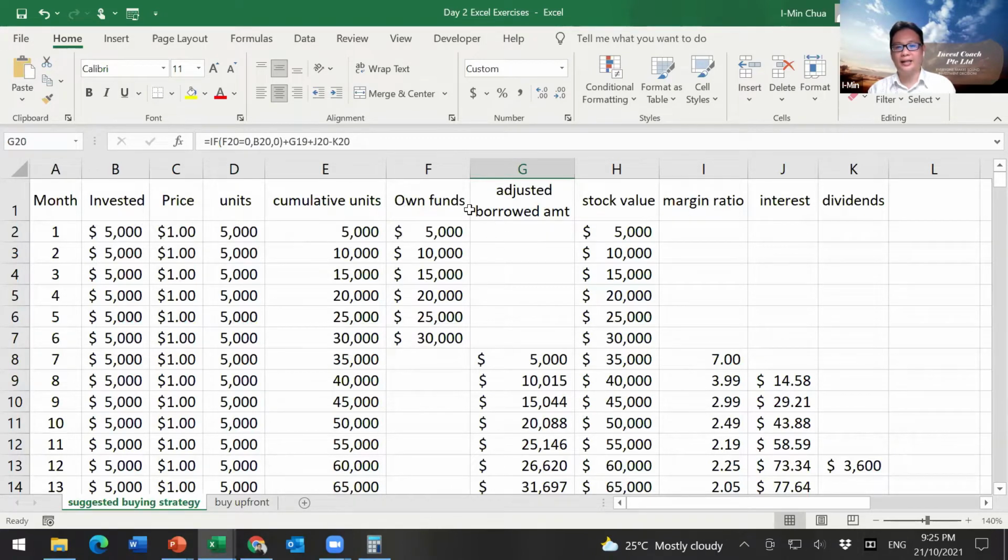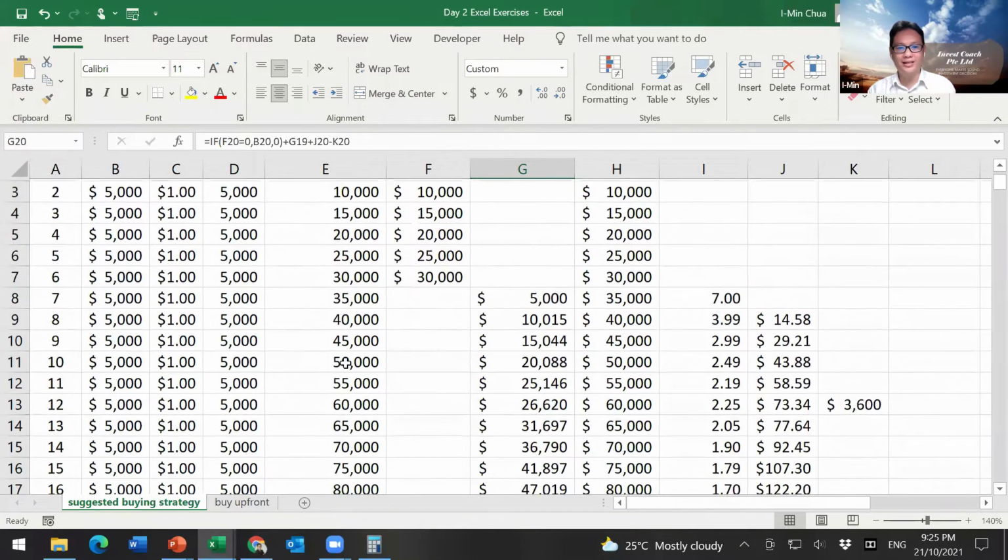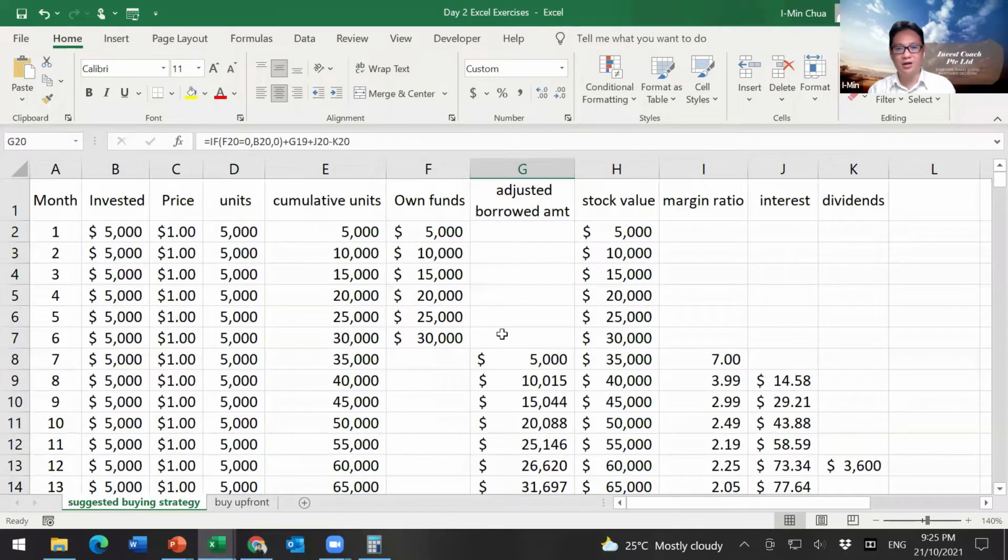So basically, I don't borrow anything. I use my own money. Month 2, I use my 5,000, same thing as you can see. Of course, I'll be buying different REITs. Second month, and so on and so forth. Then up to the 7th month, because I have clocked in a stock value of 30,000, I start to buy using borrowed money. So I just buy 5,000, then I start to buy using borrowed money.